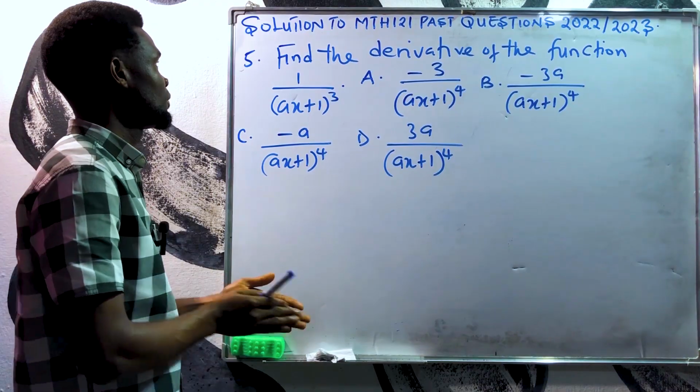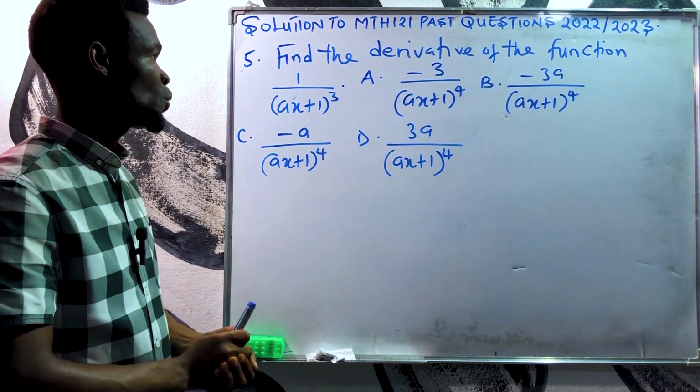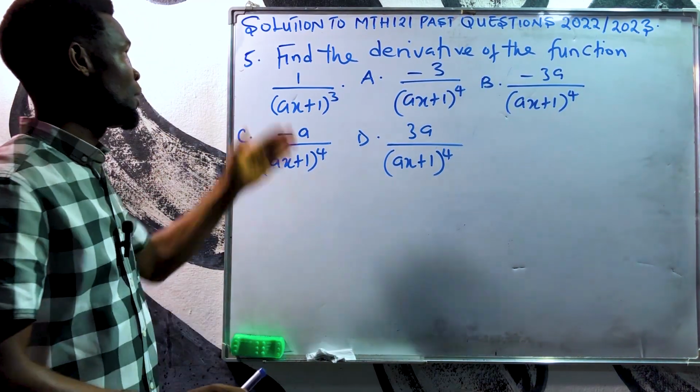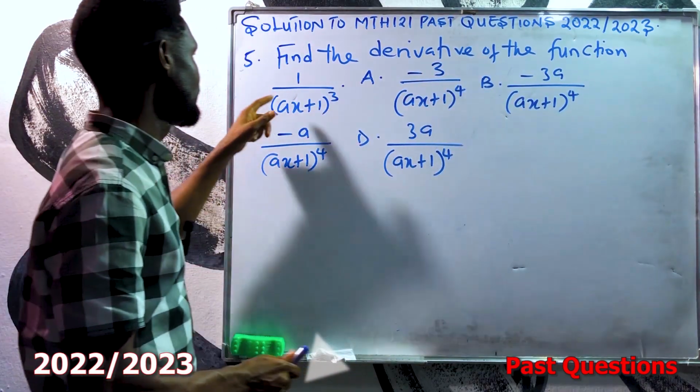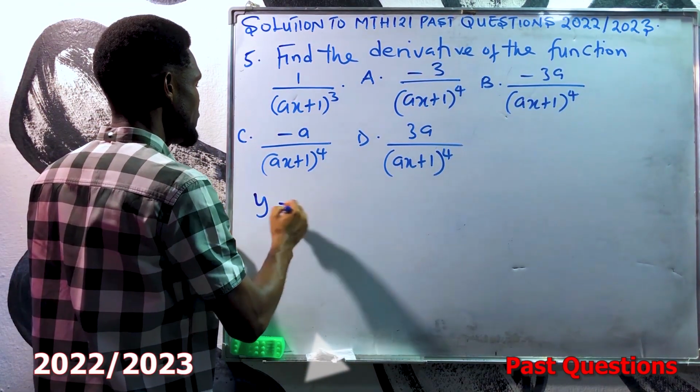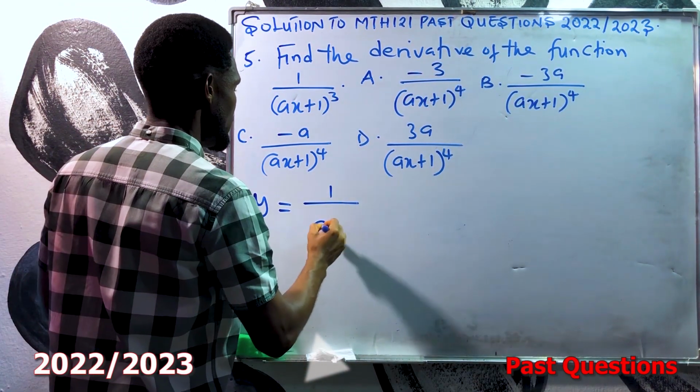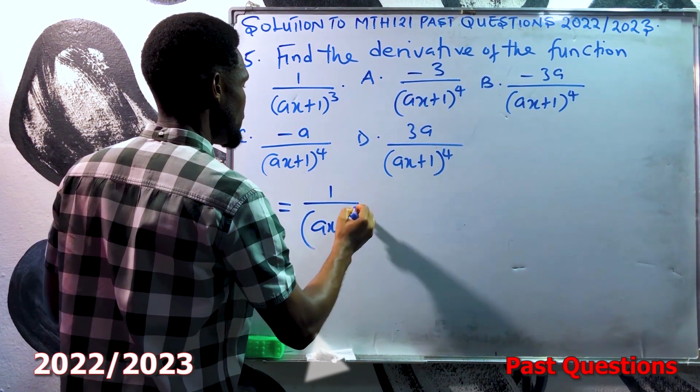Okay. This is another question from the past question. It says, find the derivative of the function. So the function y is equal to 1 over ax plus 1 raised to the power of 3.